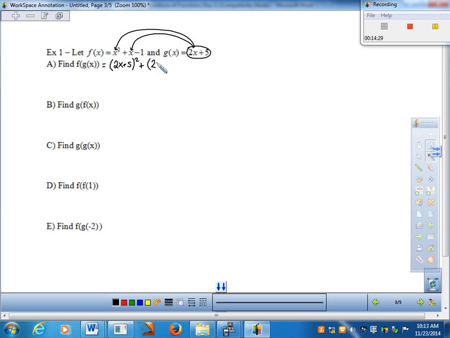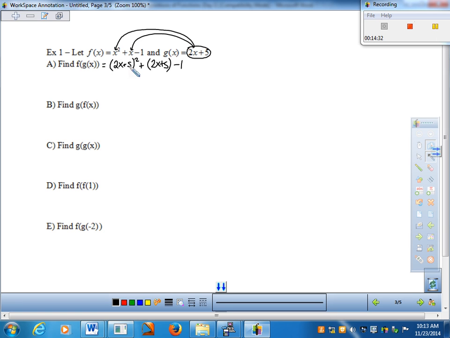Instead of x, it's just 2x plus 5, and then minus 1. So we're replacing the inputs of the f function with g of x. That's probably the best way to describe that piece. Okay, well, you do have to simplify things, so kind of go through the motions if you would. You can get ahead of me a little bit on this if you want.